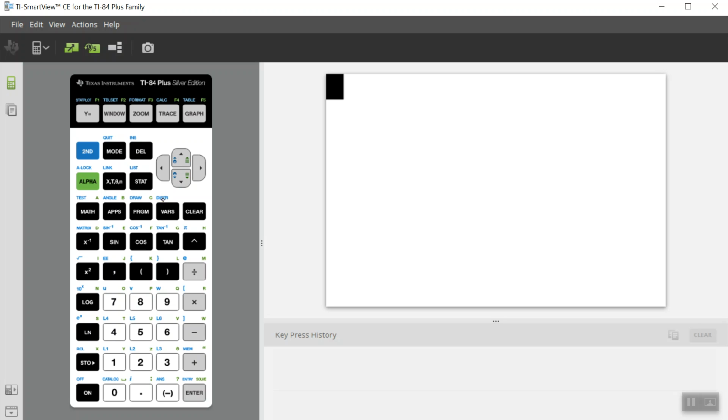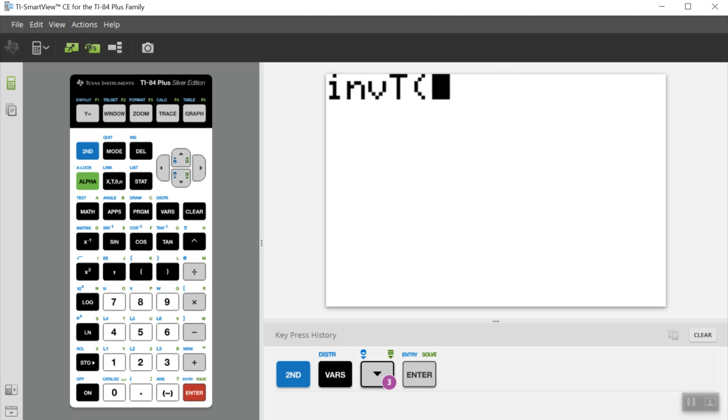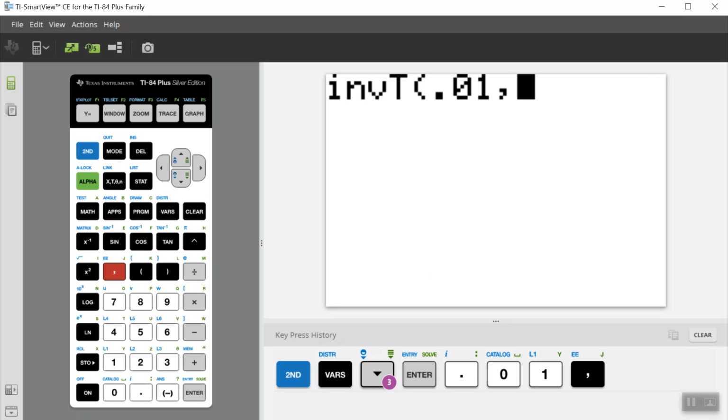It's up here above the VARS button. So I want to press second and then VARS. And then there it is, the fourth one down is the inverse t. So I'm going to come down to inverse t and select it. My percentage, the area that I'm looking at, is 0.01. The degrees of freedom that we have is 19.